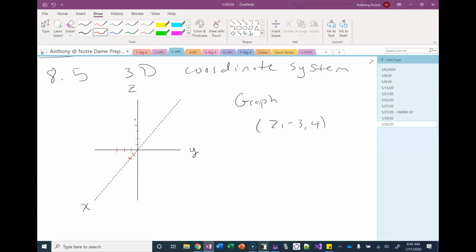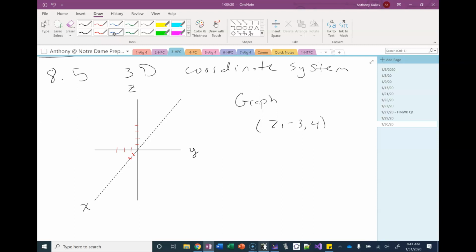Everybody okay there? I'm just going to plot this point. That's all we're trying to do. So I just need to make some scales. Yep. Points are always listed in alphabetical order.